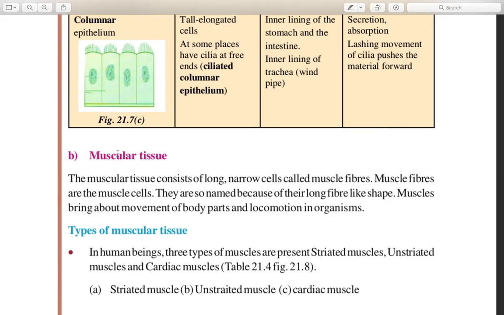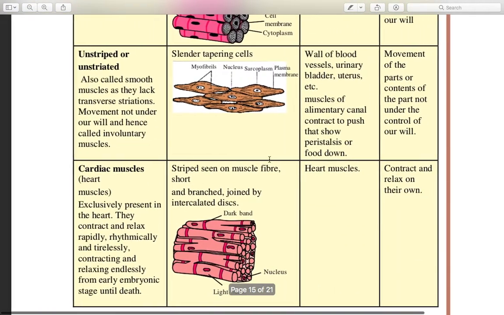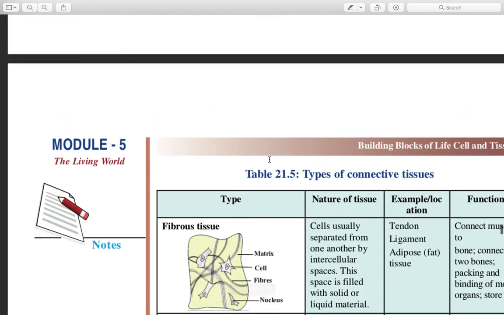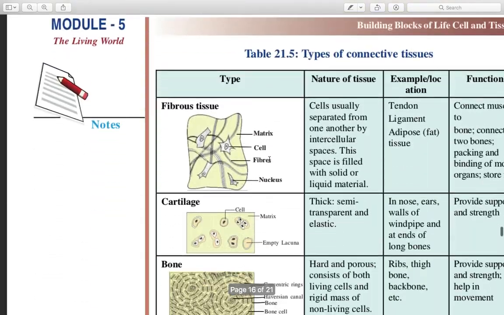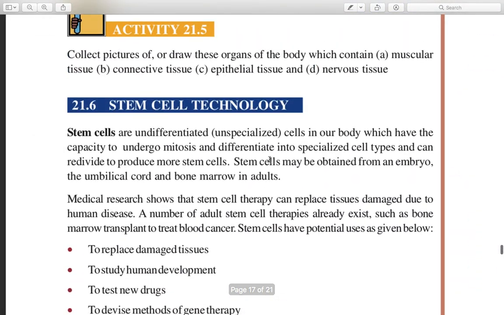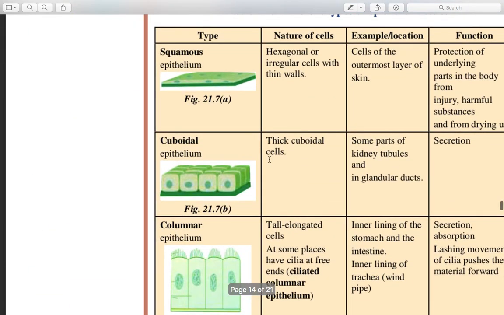Inshallah, next class we'll see about muscular tissue and their subtypes, and also nerve tissue, connective tissues, and finally stem cells. Inshallah, next class we'll see all these things.